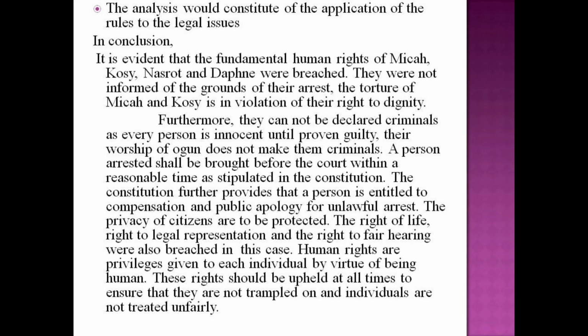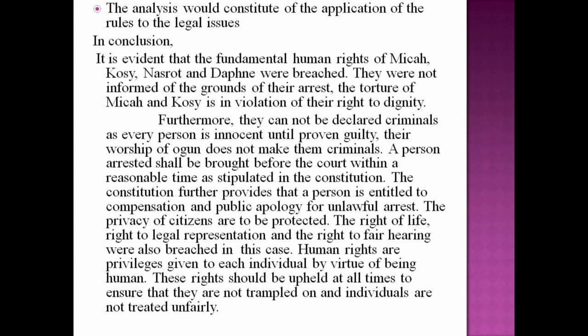For the conclusion, I have provided a brief conclusion here. It is evident that the fundamental rights of Michael, Kosi, Nasrat, and Daphne were breached. They were not informed of their grounds of arrest. The torture of Michael and Kosi is in violation of their right to dignity. Furthermore, they cannot be declared criminals, as every person is innocent until proven guilty. Their worship of Ogun does not make them criminals. A person arrested shall be brought before the court within a reasonable time as stipulated in the Constitution. The Constitution further provides that a person is entitled to compensation and public apology for unlawful arrest.